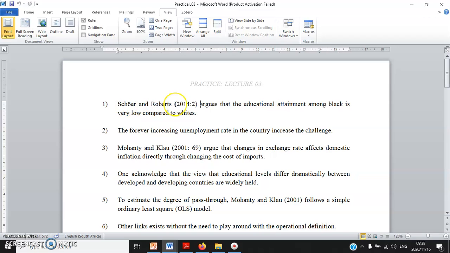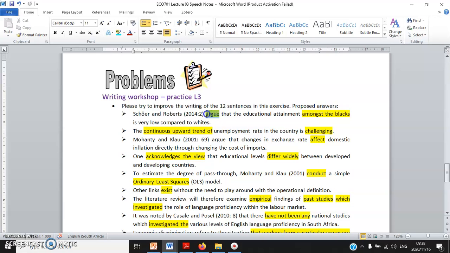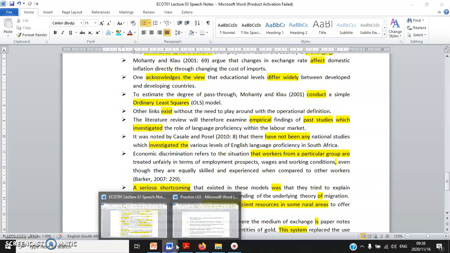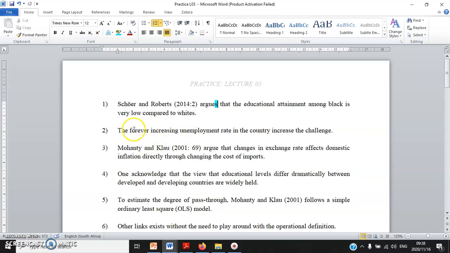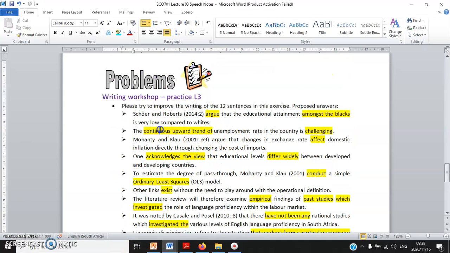First one. These 2 authors argue, you can already see some grammar problem, that educational attainment amongst black is very low compared with the whites. So the correct answer is argue without the S. Okay. And then let's just do one more. I've already raised eyebrows with the word forever. The forever increasing unemployment rate in the country increase the challenge. Okay, so let's look at my proposed answer. I would rather say the continuous upward trend of unemployment rate in the country is challenging. Don't you think the sentence makes more sense? Okay.